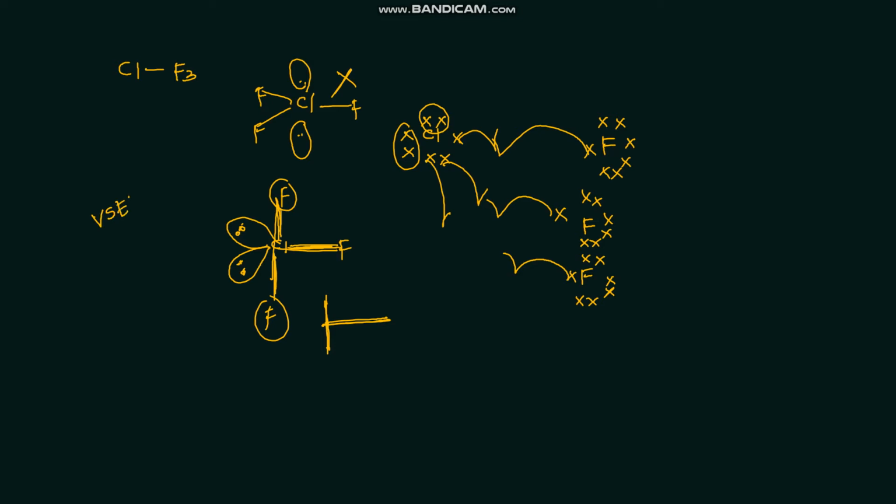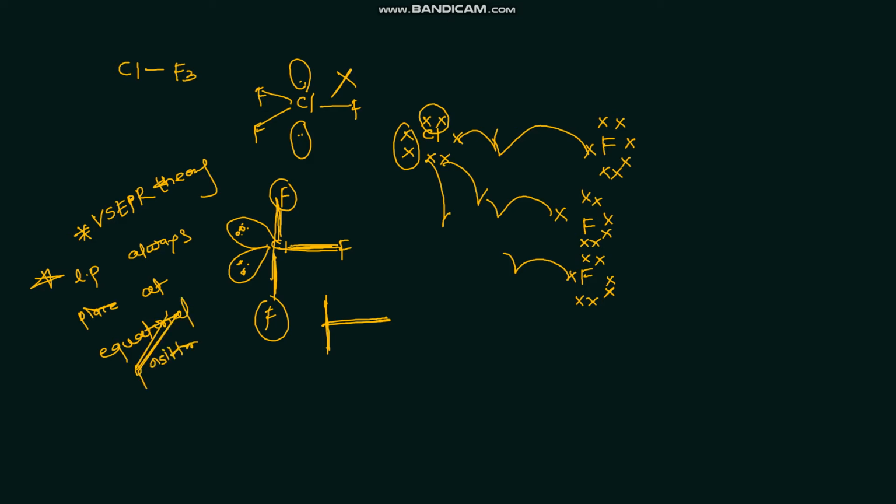According to VSEPR theory, this is the most important point. According to VSEPR theory, the lone pairs, these are the lone pairs, are always placed at the equatorial position. This is the equatorial position, this is equatorial, this is equatorial, and this is the axial position. This is the axial position. Lone pairs are always at the equatorial position.